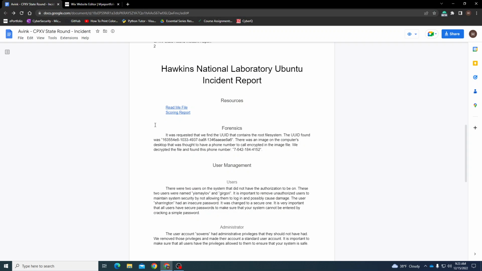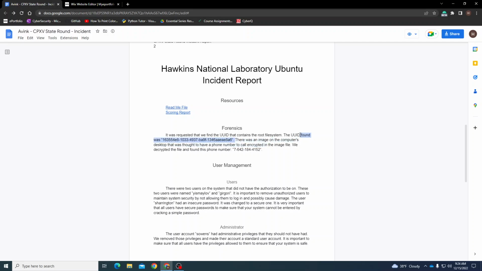Alright, so with the forensic questions, there were 3 of them stated. 2 out of the 3 were able to be completed. It was requested that we find the UID of the group that contains the root file system. The UID found was this right here, and we found that by running some commands through the command line.